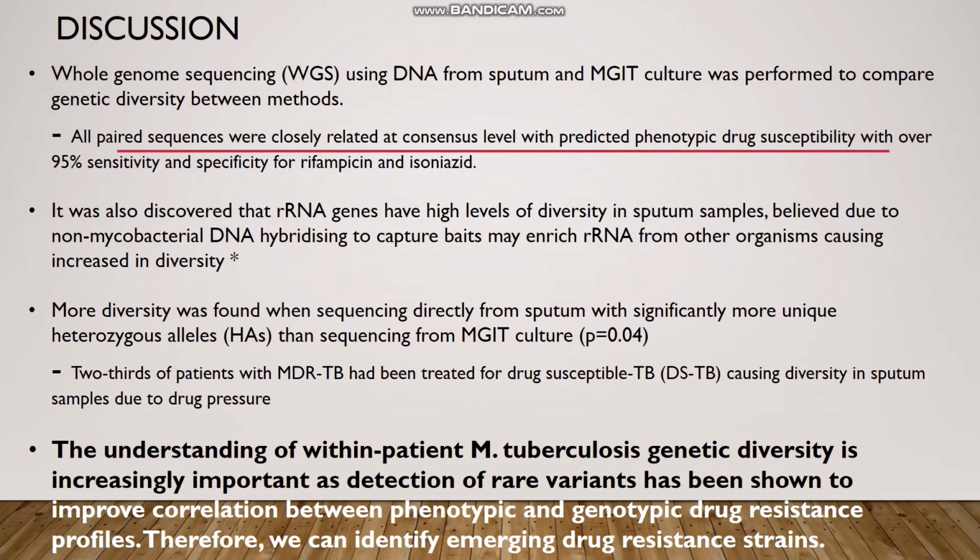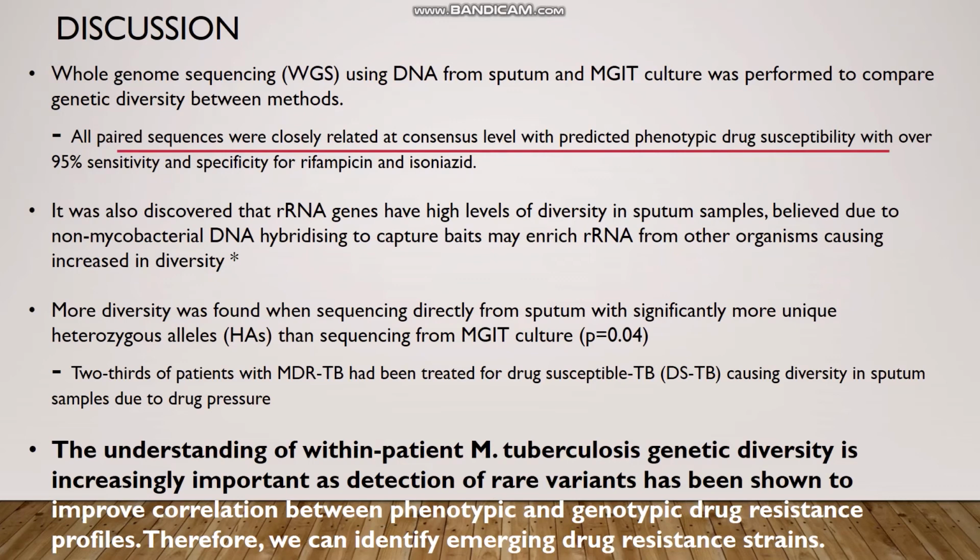For discussion, whole genome sequencing using DNA from sputum and MGIT culture was performed to compare genetic diversity between methods. All paired sequences were closely related at consensus level, with predicted phenotypic drug susceptibility with over 95% sensitivity and specificity for rifampicin and isoniazid. It was also discovered that rRNA genes have high levels of diversity in sputum samples, believed to be due to non-mycobacterial DNA hybridizing to capture baits, which may enrich rRNA from other organisms, causing an increase in diversity. More diversity was found when sequencing directly from sputum, with significantly more unique heterozygous alleles than sequencing from MGIT culture.